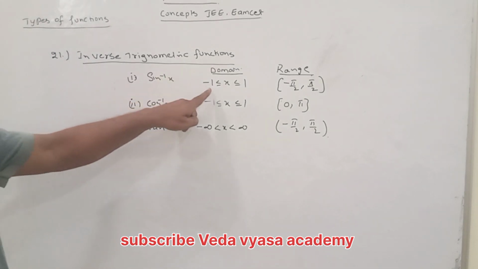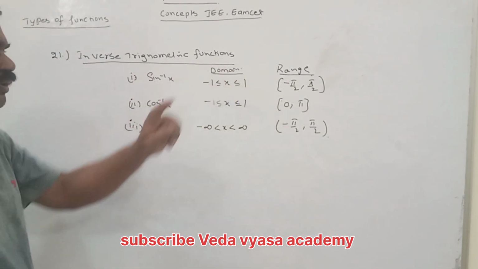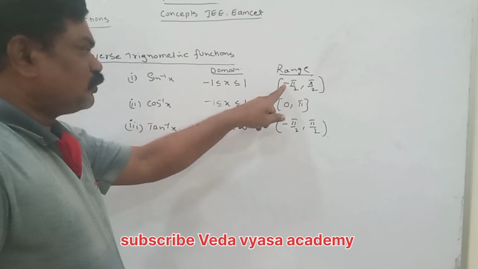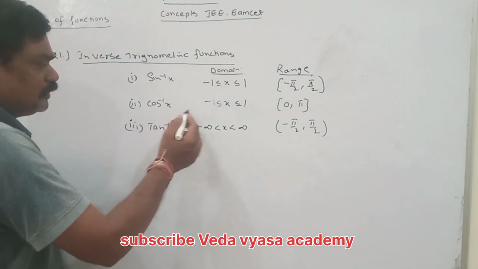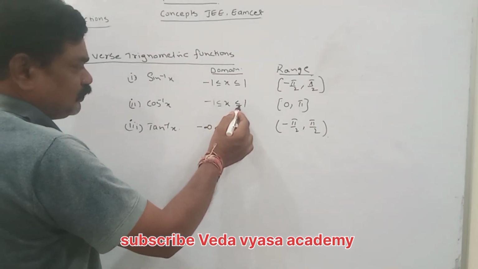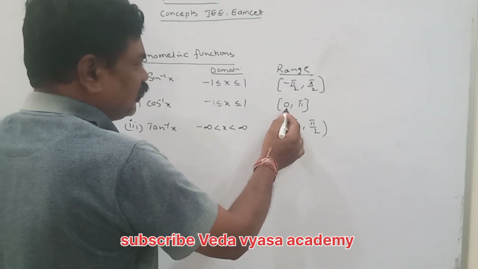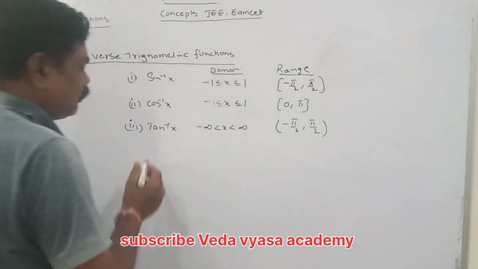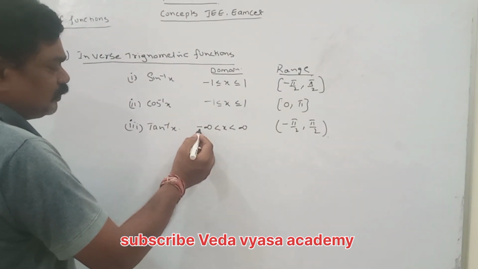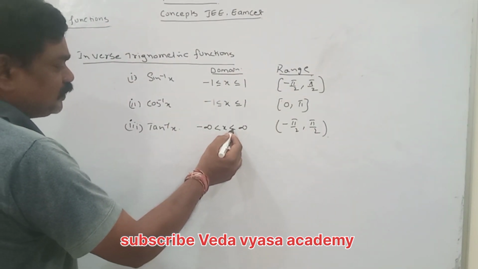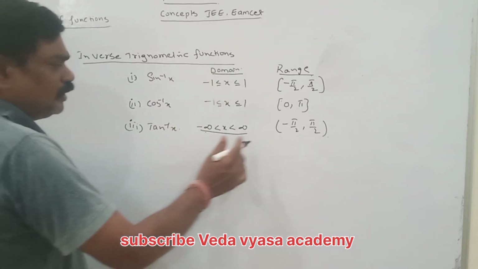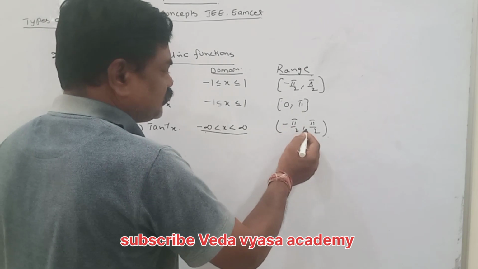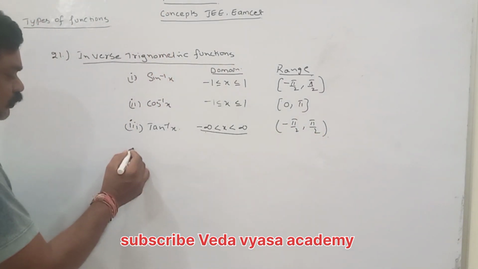Sine inverse x: minus 1 less than or equal to x less than or equal to 1, range closed interval minus pi by 2 comma pi by 2. Cos inverse x: minus 1 less than or equal to x less than or equal to 1, range closed interval 0 to pi. Tan inverse x: minus infinity less than x less than plus infinity is the domain, and range open interval minus pi by 2 to pi by 2.